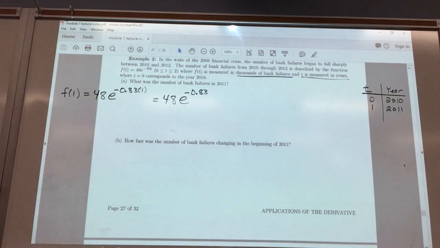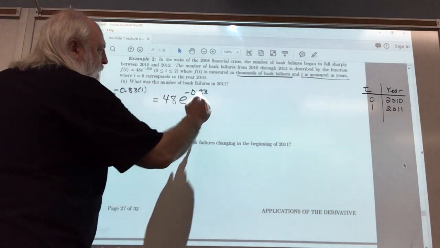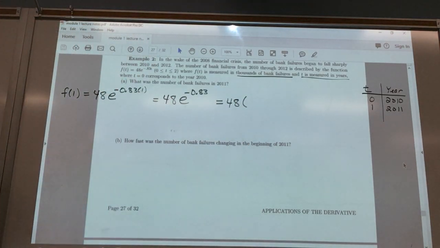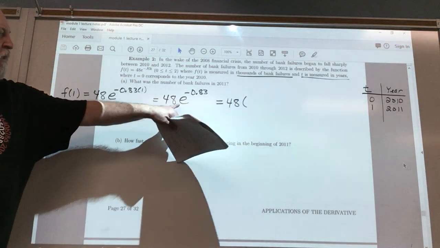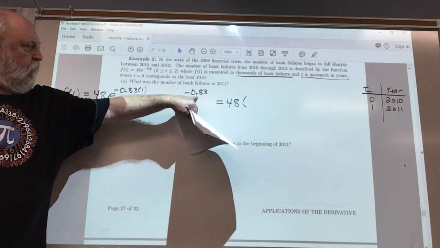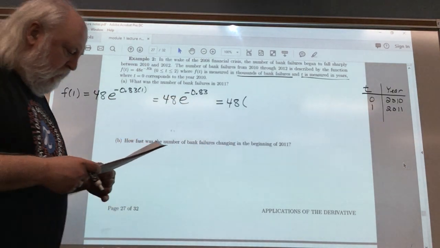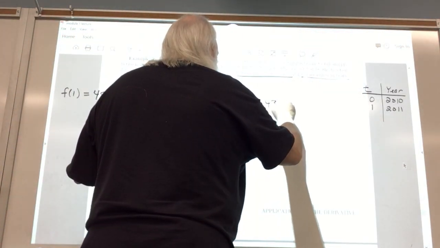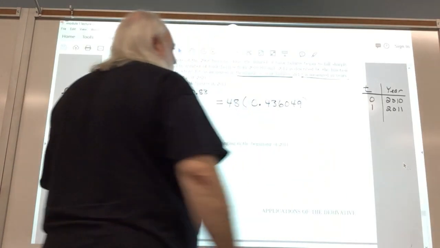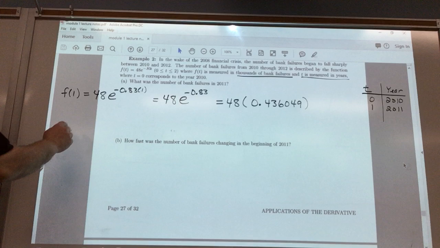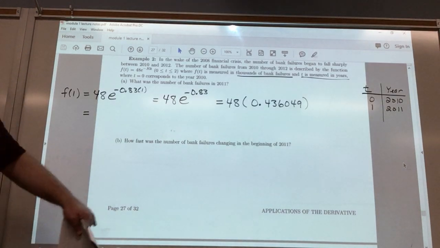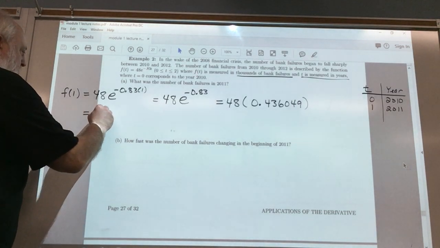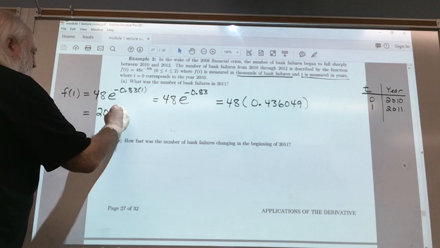And using your calculator, right, exponentiation comes before multiplication from the order of operations. Using your scientific calculator, e raised to the minus 0.83 power is equal to 0.436049 to 6 decimal places. And now when we multiply these two numbers together, we get 20.930.